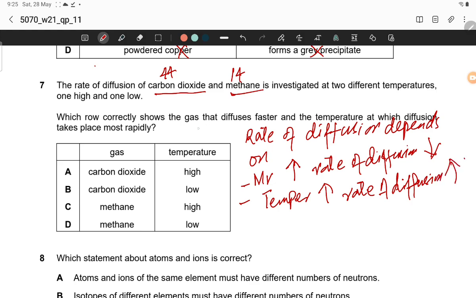So which row correctly shows the gas that diffuses faster and the temperature at which diffusion takes place most rapidly? Carbon dioxide, temperature higher. Which row shows the gas that diffuses faster and the temperature at which diffusion takes place? Higher is lower, is correct. Carbon dioxide.